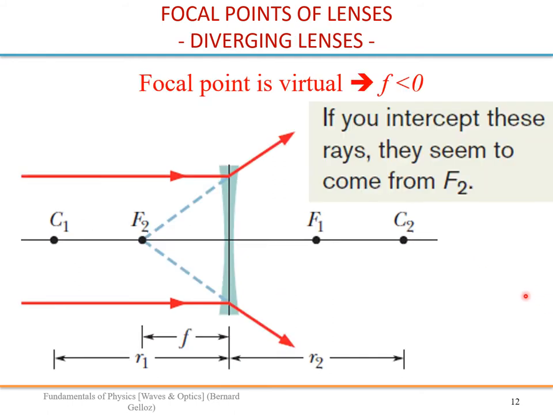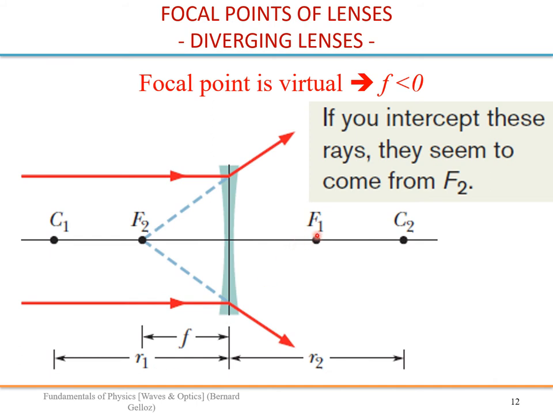So let's see what happens with a diverging lens. Let's do the same thing. Let's look first at our lens. This time C1 is on the left side because it corresponds to the curvature of that surface that is on the left side, therefore on side 1. C2 is on the right side because it corresponds to that surface, which is on side 2, the right side. So we have R2 here, R1 here.